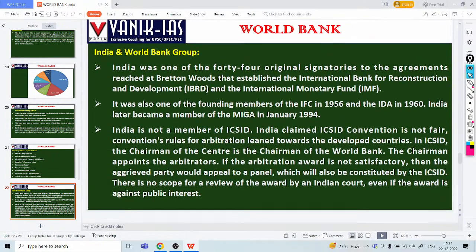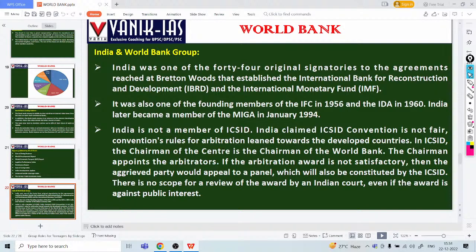Okay, and India was one of the 44 original signatories of the agreement reached at Bretton Woods that established the International Bank for Reconstruction and Development and the International Monetary Fund. It was also one of the founding members of the IFC in 1956 and IDA in 1960. India later became a member of MIGA in January 1994. India is not a member of ICSID.